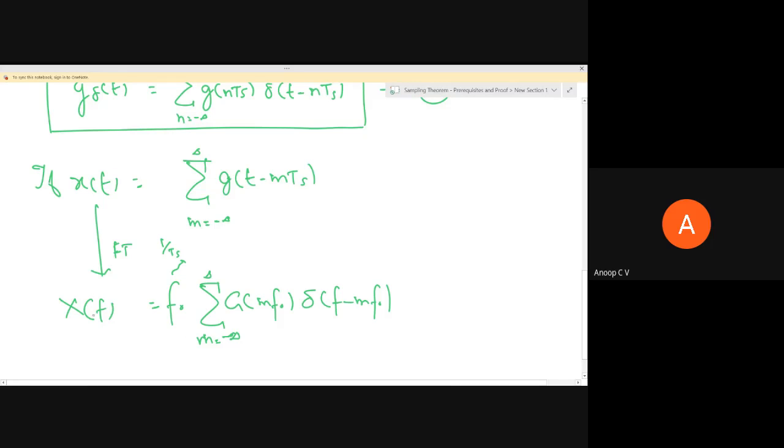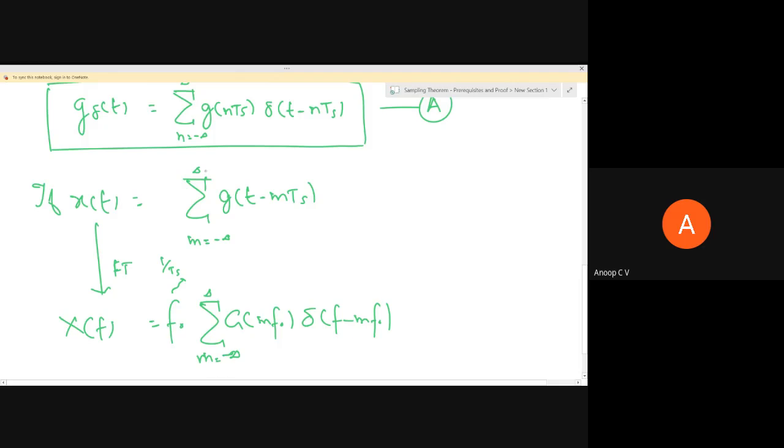This is the Fourier transform of a periodic signal. If you compare the time domain expression of g delta of t with the right hand side of this, you can see they are similar. Instead of g of nTs, we have here g of n f naught. This can be n or m, it's not a problem. I've just used n and m, so please don't be confused. This g of nTs is a constant, the value of the instantaneous samples. Similarly, we have here g of m f naught, and delta of t minus nTs, instead of t we have here f.